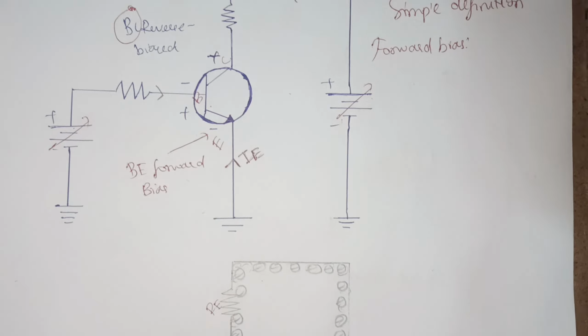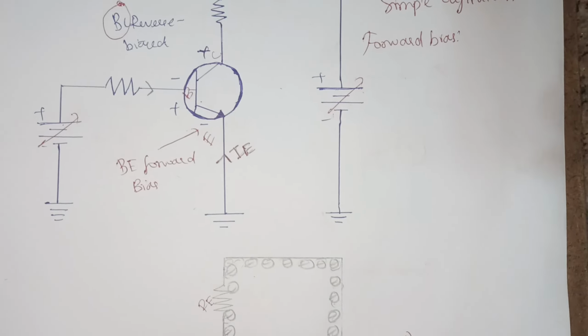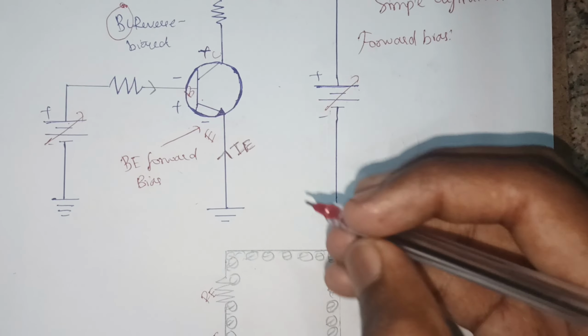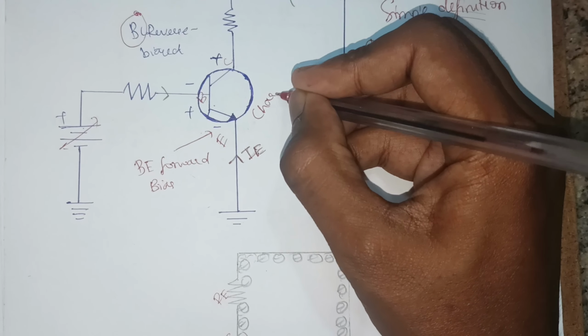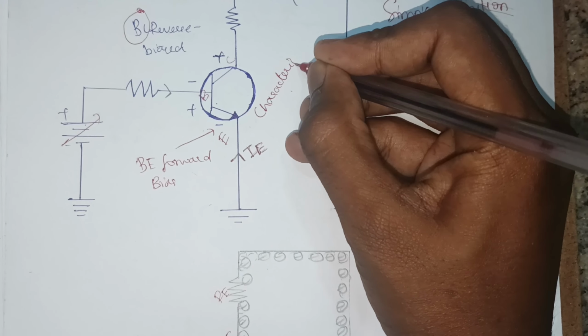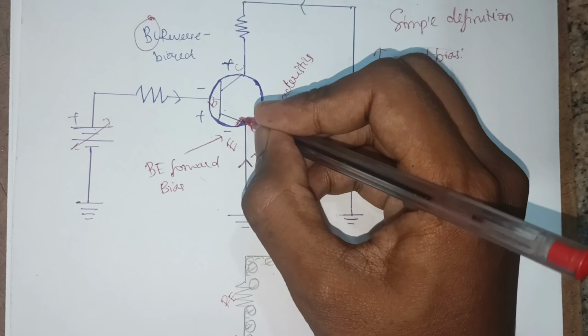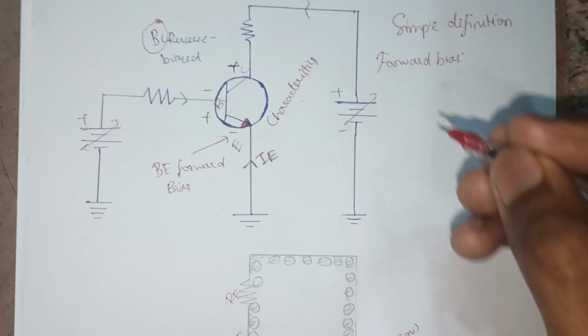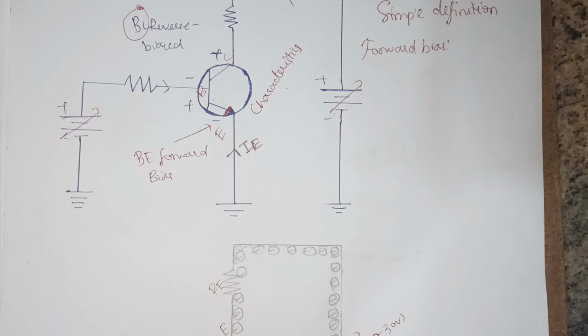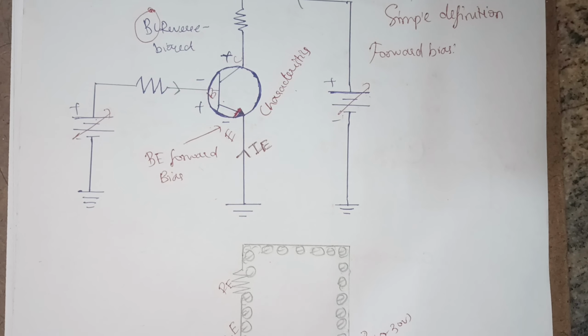So here, see, this is a common emitter characteristics circuit. Emitter is common. So here the arrow indicates the flow of positive charges. This indicates this is an NPN transistor.